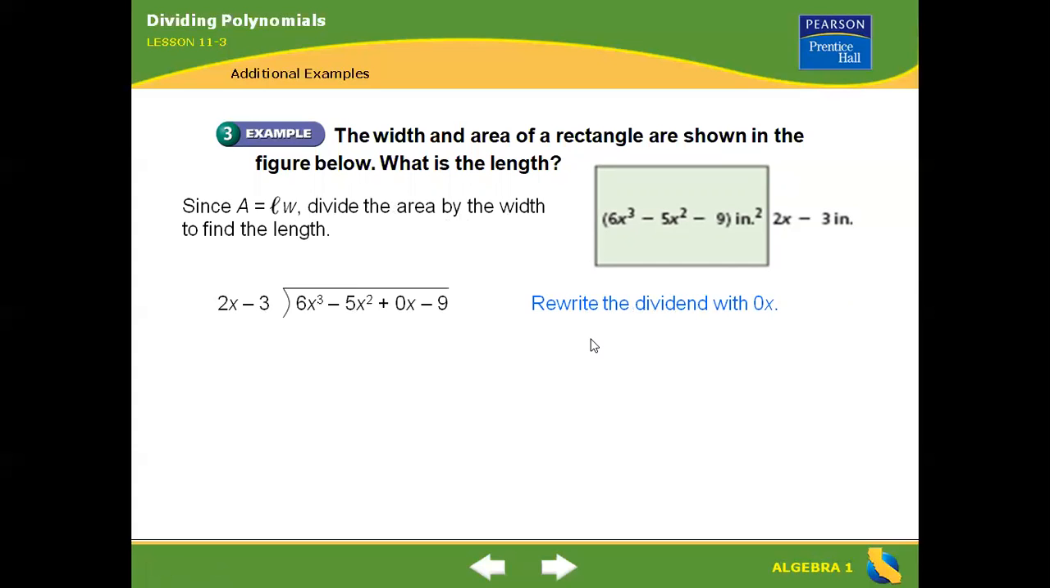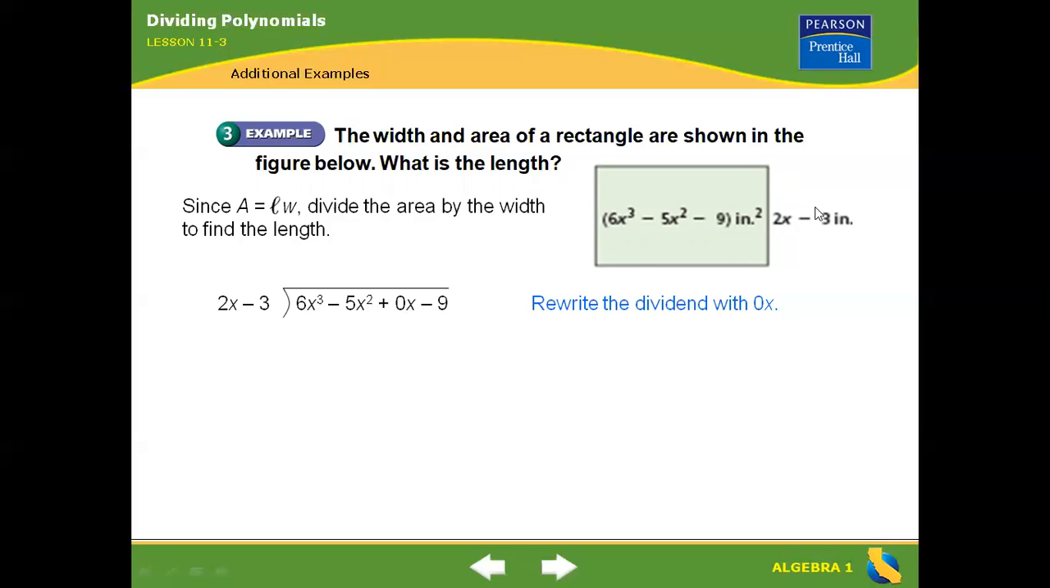So rewriting the dividend with 0x, we can write 6x cubed minus 5x squared minus 9. This is the area of the rectangle, but we have a missing term here. We don't have a linear term, so you can write that as 0x. So the area can be written as 6x cubed minus 5x squared plus 0x minus 9. 3, 2, 1, 0. So the terms are now complete.